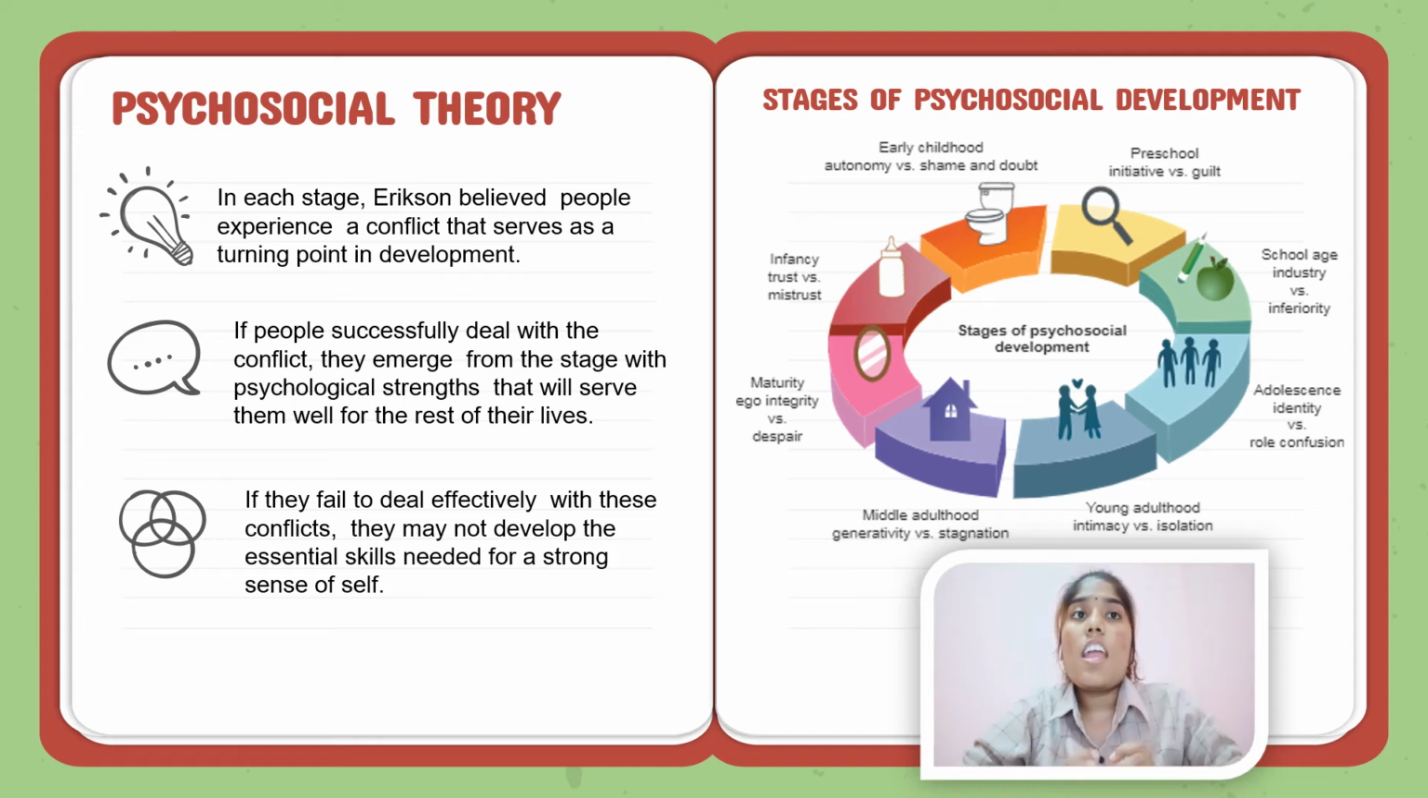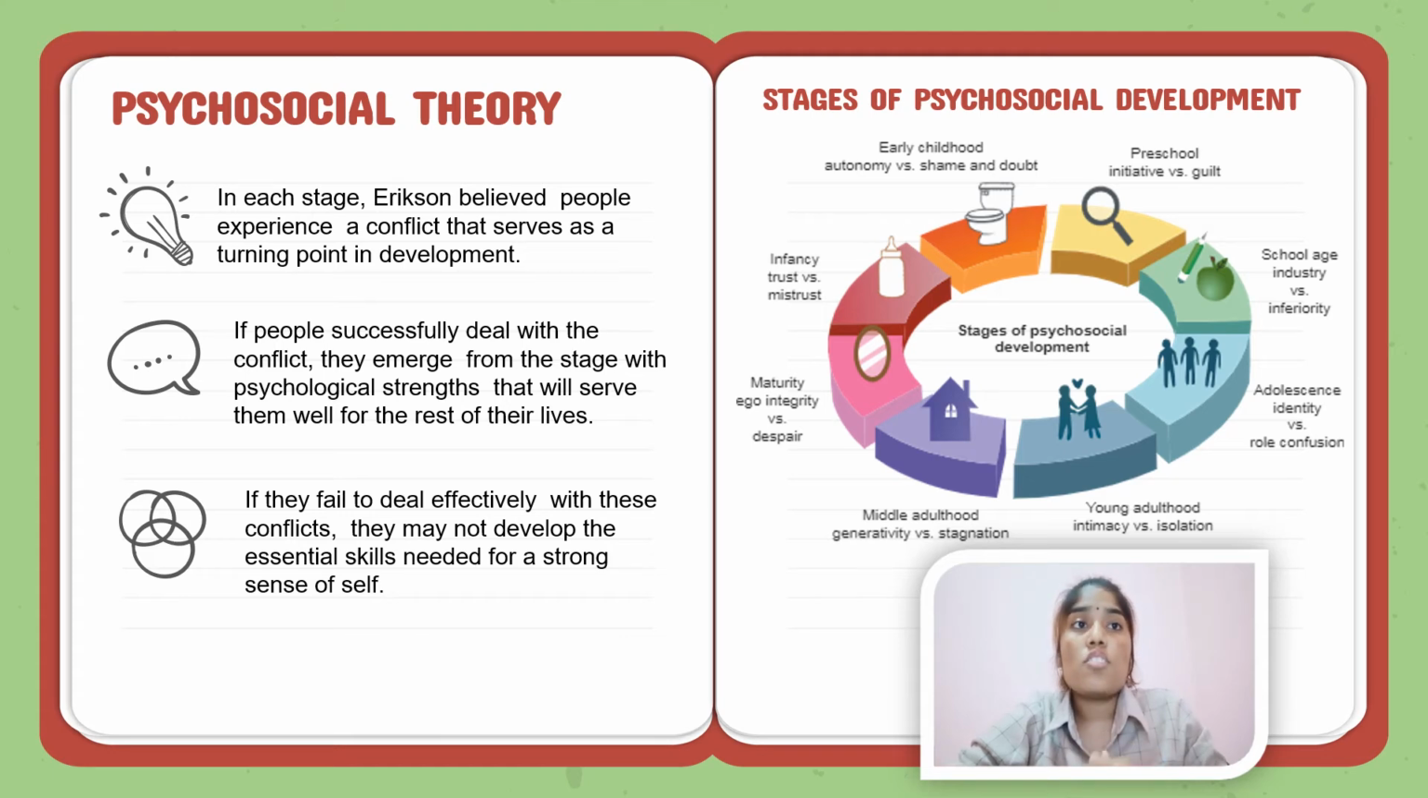First stage is infancy. In this stage, trust versus mistrust. Second stage is early childhood. In this stage, autonomy versus shame and doubt. Third stage is preschool. In this stage, initiative versus guilt. Fourth stage is school age. In this stage, industry versus inferiority. Fifth stage is adolescence. In this stage, identity versus role confusion.